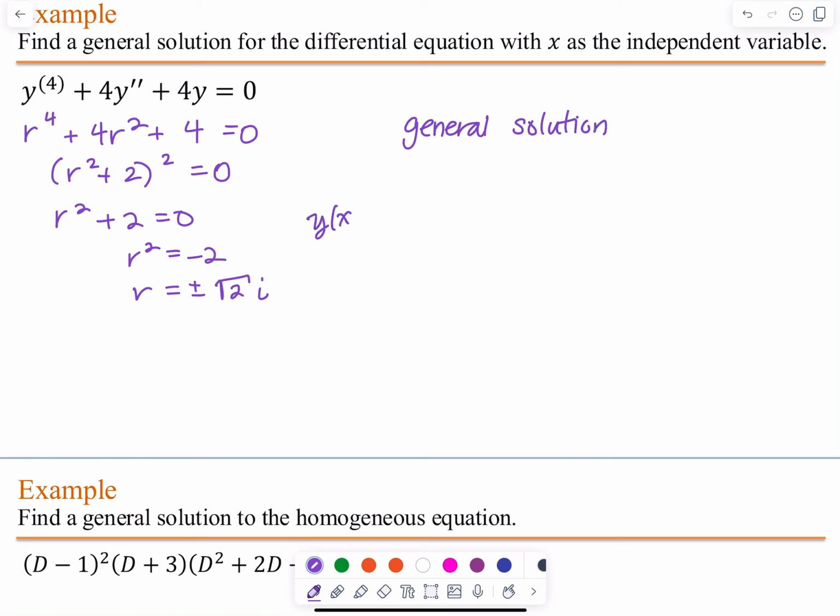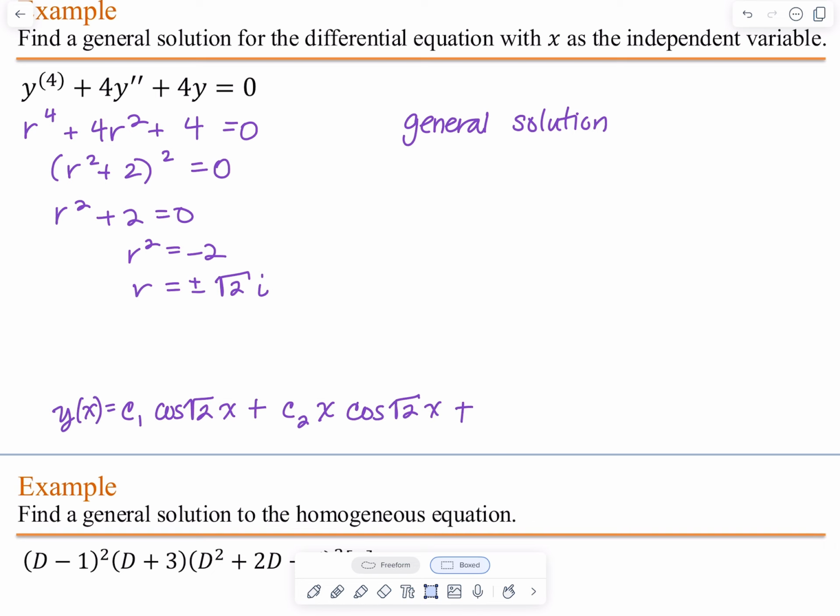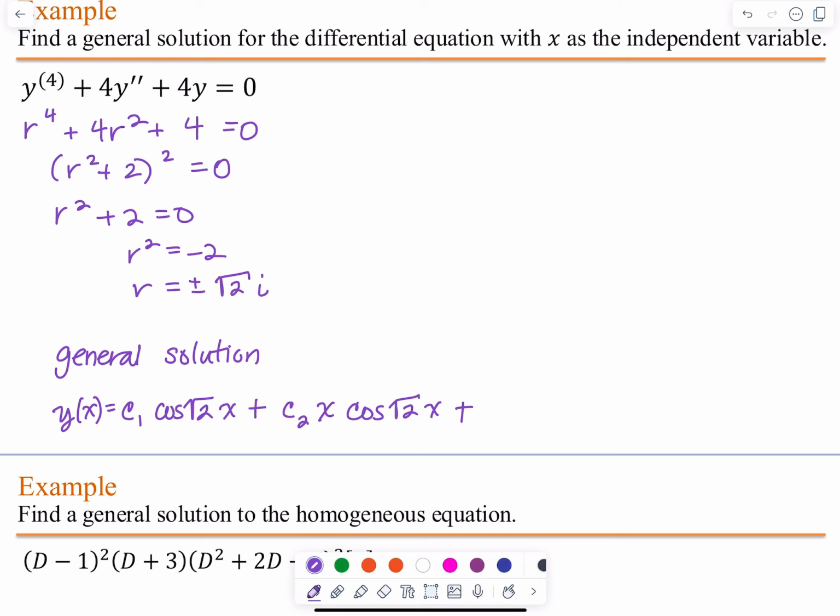We have y of x is equal to c1 cosine of the square root of 2 x plus c2 x cosine of the square root of 2 x plus, and let's go ahead and write this down here, plus c3 sine of the square root of 2 x plus c4 x sine of the square root of 2 x.